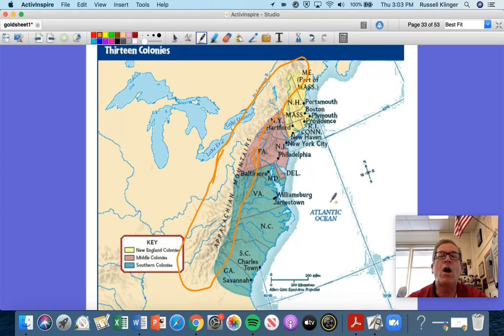As time goes on, colonists are going to want to cross these mountains. And when that happens, it creates a lot of problems between Native Americans and colonists, to the point where there's a war that started called the Seven Years' War between Native Americans and colonists.